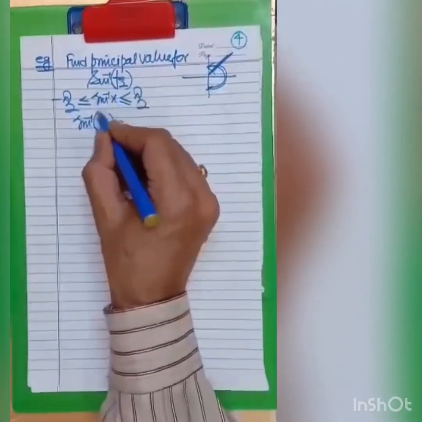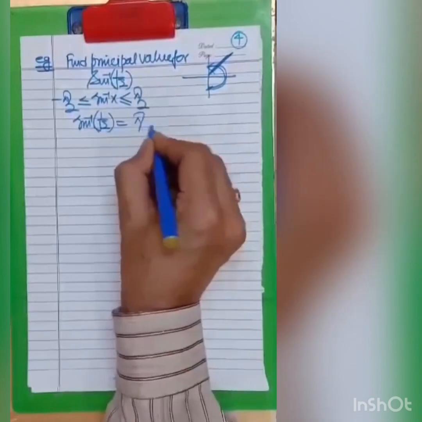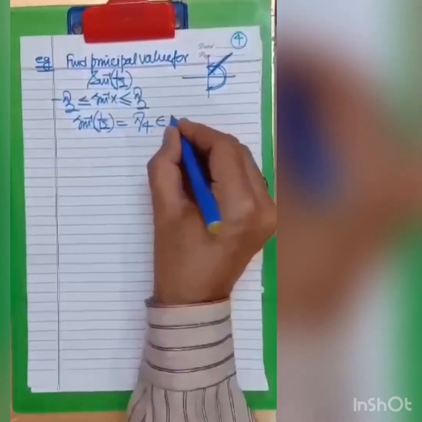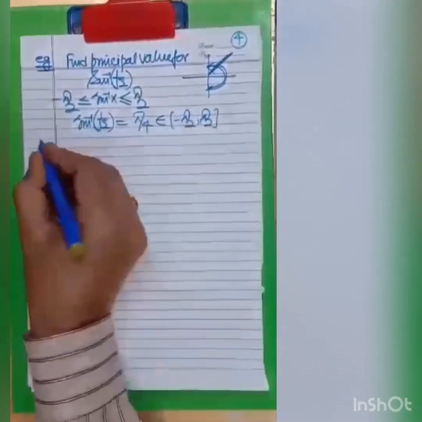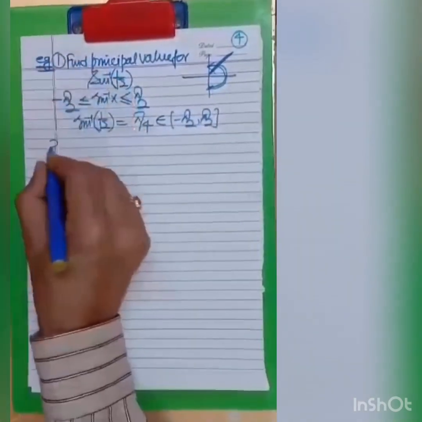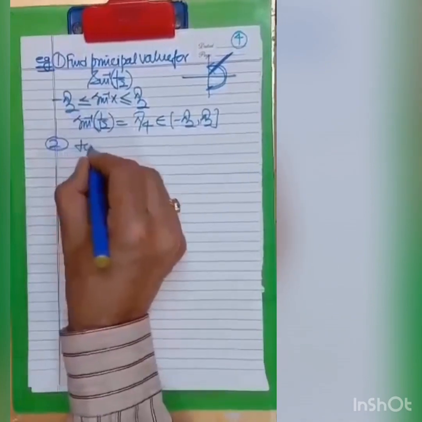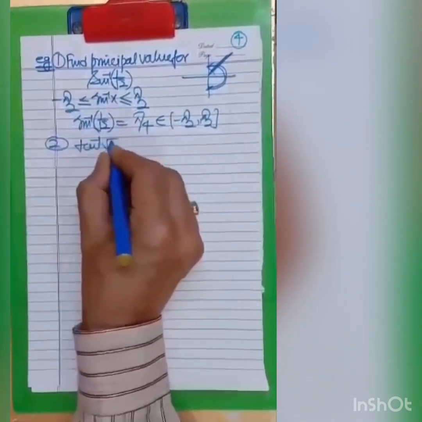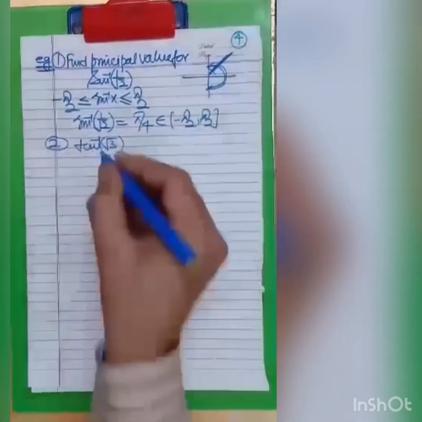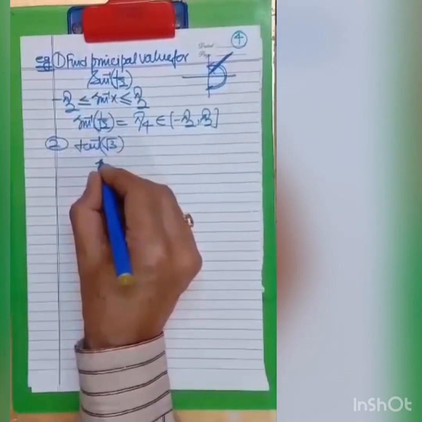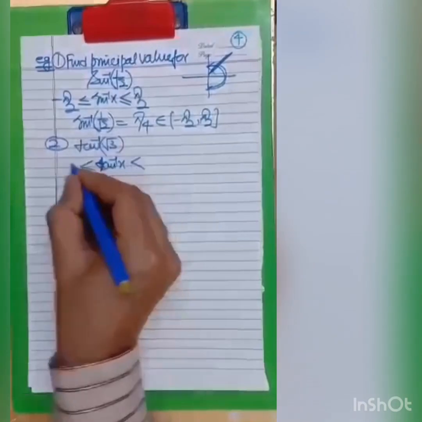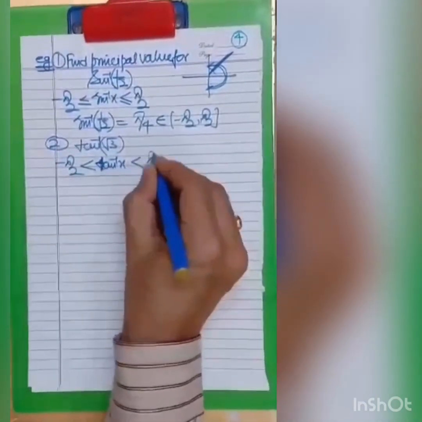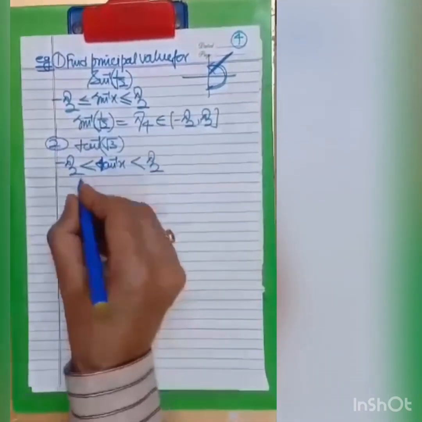What is the value for this 1 by root 2? You know that it is pi by 4. It is lying in the first quadrant. That's why we have to write pi by 4. Now in the case of tan inverse, suppose you have tan inverse root 3. Now you know that tan inverse is lying between minus pi by 2 to plus pi by 2. It is an open interval, remember children.